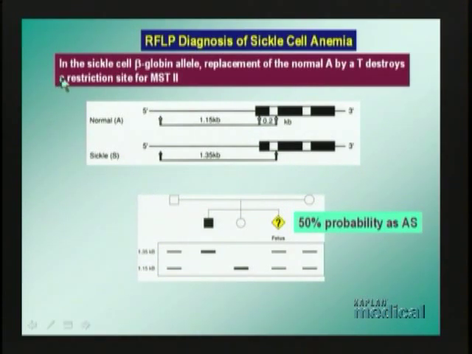Now again, here there's a mutation. Remember earlier we talked about polymorphisms due to mutations. Now here's an example of a mutation which gives rise to a defective palindrome, in this case for the endonuclease MST2.